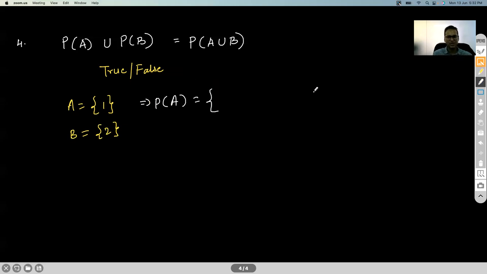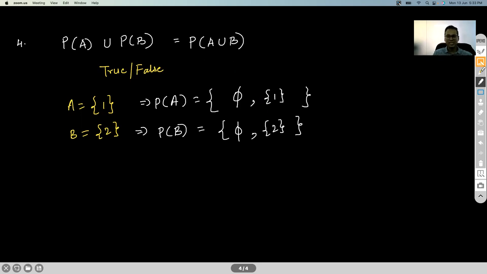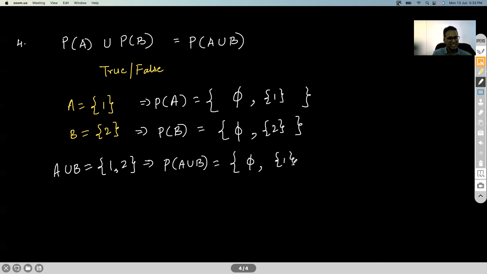So power set of A, as we all know, will contain all the subsets of this set {1}. So it will only contain the null set and {1}. Correct. What about power set of B? What will it contain? Null set and the set {2} itself. Yes or no? What about A union B? So A union B will contain 1, 2. And here, if you start writing P(A union B), you would realize you'll end up getting the null set, the set containing just 1, the set containing just 2, and the set {1, 2}, right?